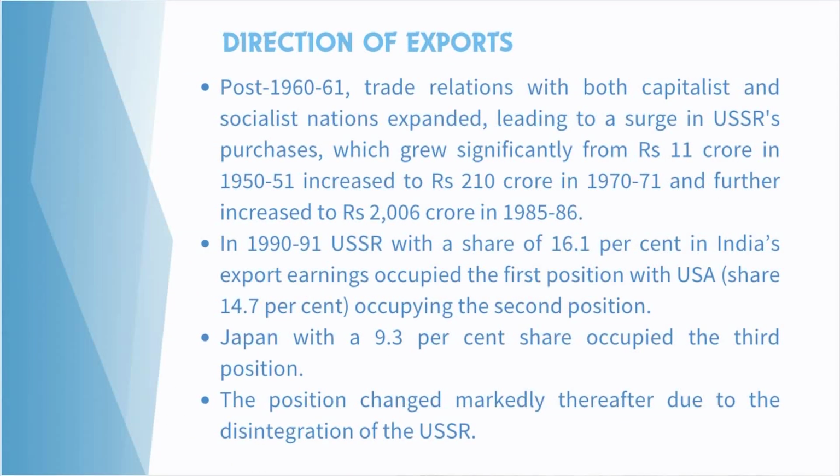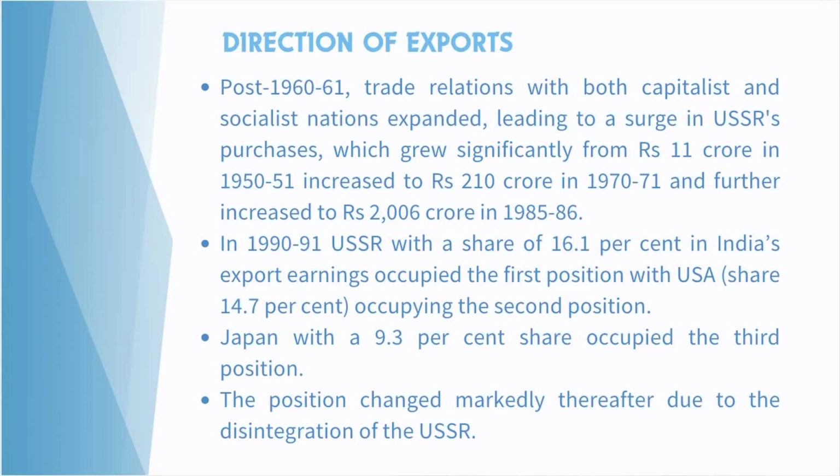Post 1960-61, trade relations with both capitalist and socialist nations expanded, leading to a surge in USSR's exports, which grew significantly from 11 crore in 1950-51 and increased to 210 crores in 1970-71 and further increased to 2006 crores in 1985-86. In 1991, USSR, with a share of 16.1% of India's export earnings, occupied the first position, with USA, with a share of 14.7%, occupying the second position. Japan, with a 9.3% share, occupied the third position.